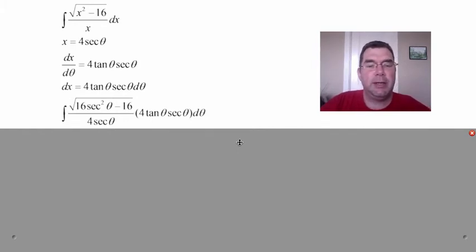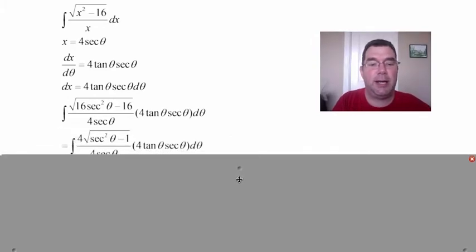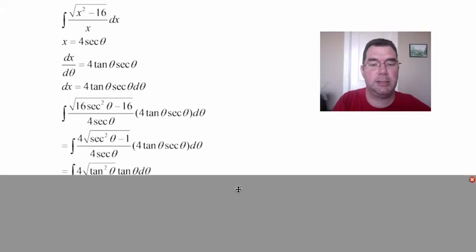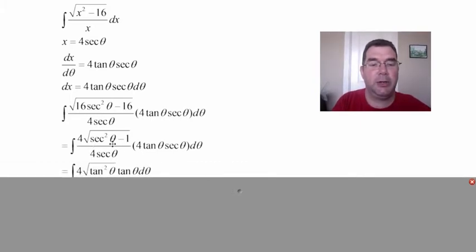I notice in the top that I've got a square root of 16 that is common to both terms. So I'm going to factor that out as the square root of 16, or just 4. And so that's what it looks like. I also notice a couple of things. First of all, I notice that this secant squared minus 1 is part of one of those Pythagorean identities, and I can change that to tangent squared. I also notice that I've got a 4 secant theta here and here that I can divide out of top and bottom. And so I'm left with 4 times the square root of tangent squared times just tangent.